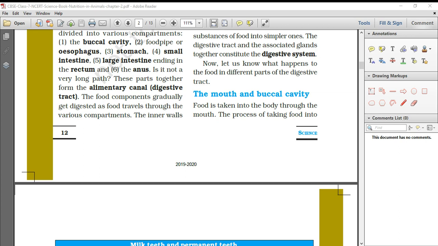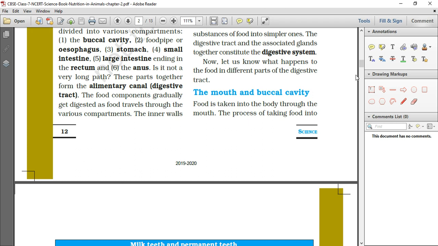Hello students. Today we are going to start Science Class 7 science book, Nutrition in Animals, chapter number 2. So let's start where we left. We left off at the mouth and the buccal cavity. So let's learn about the mouth and the buccal cavity.